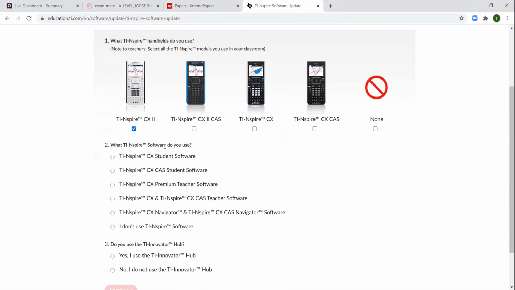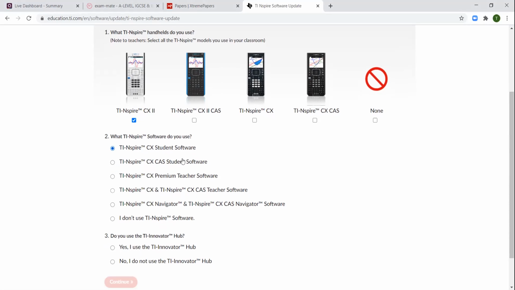It will ask you what software you use. If you are using the student software, most of the students are using CX student software. Some of you are also using the CAS student software. So if you are using the CAS model, you should have this CAS student software with you, and you can upgrade your CAS student software as well. But if you don't, just select CX student software.